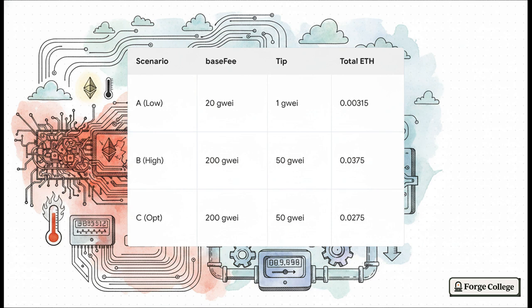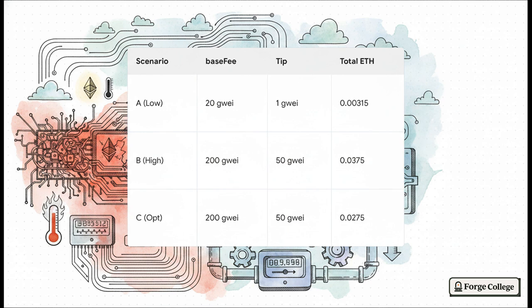But check out scenario B. It's the exact same 150,000 gas transaction, same exact code, but the network is congested. The base fee spikes to 200 GWEI, the priority fee jumps to 50 GWEI, and suddenly our total cost skyrockets to 0.0375 ETH. The thermostat went up and our bill just exploded.